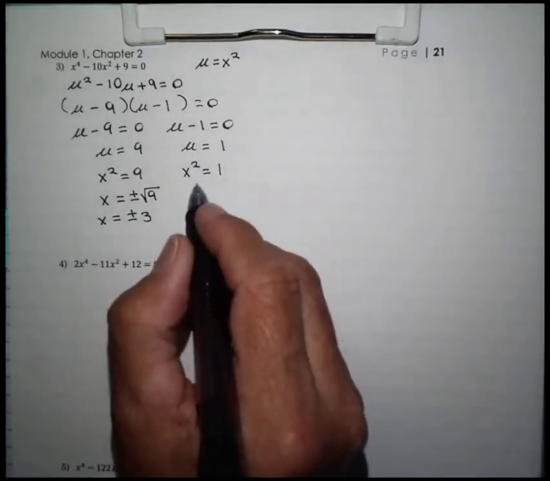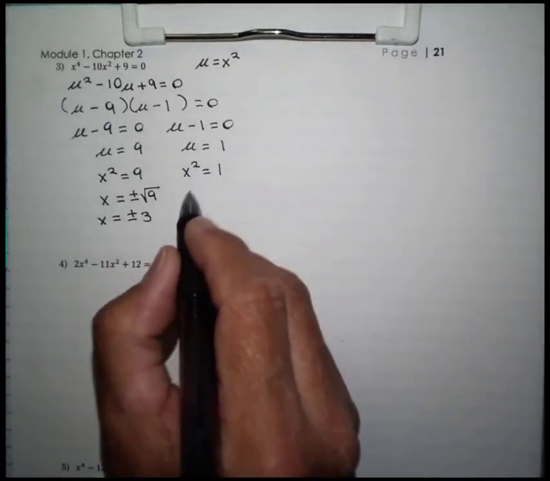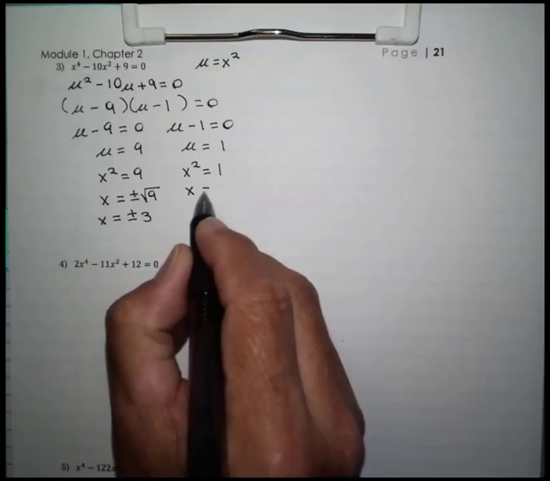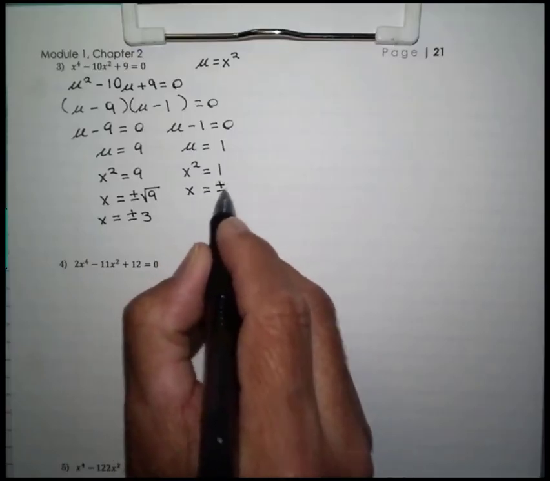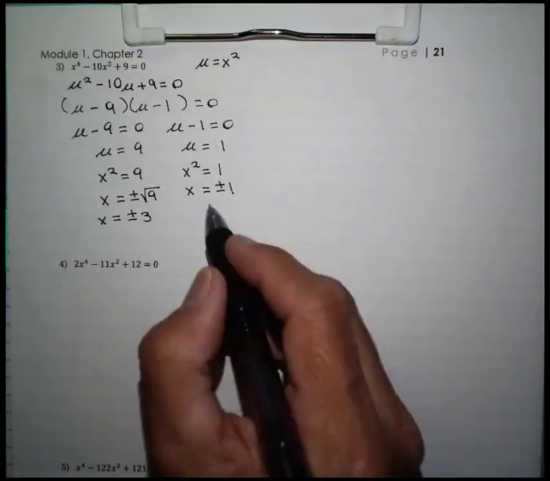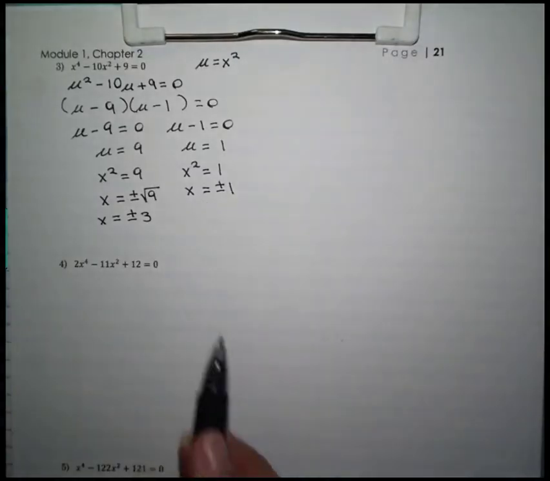Now, for this one, I'm doing the same thing. Square root of x squared is going to give me x. Square root of 1 is going to give me, I have to do the plus or minus 1. So I actually ended up with these 4 solutions, which you would plug in and look for extraneous solutions. So try that, but they all do appear to check.